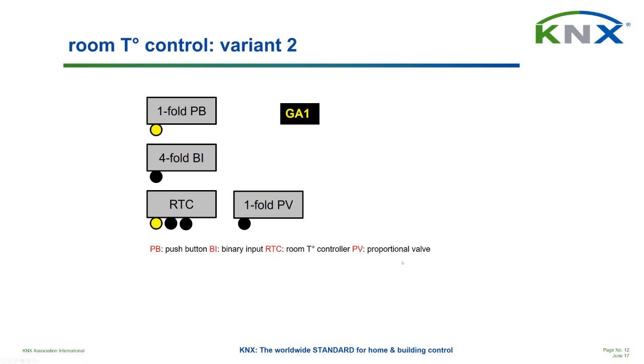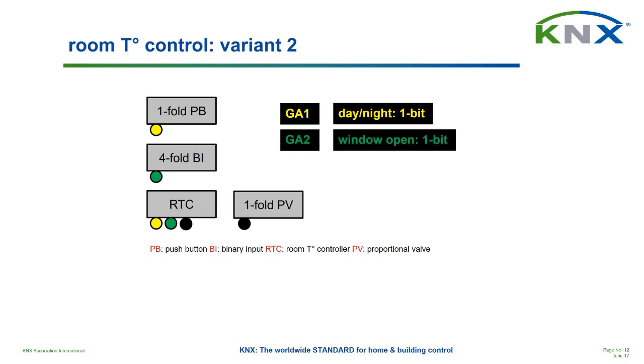First of all, again, we need the link between the push button or the rocker and the RTC system, to put it in comfort mode. I know you know that by now, I have explained it. It's actually the very same thing, also 1-bit, of course. And there's now also a link between the binary input and the RTC. Why is that? That is a link that we will need in order to detect whether a window is open in the room, yes or no.